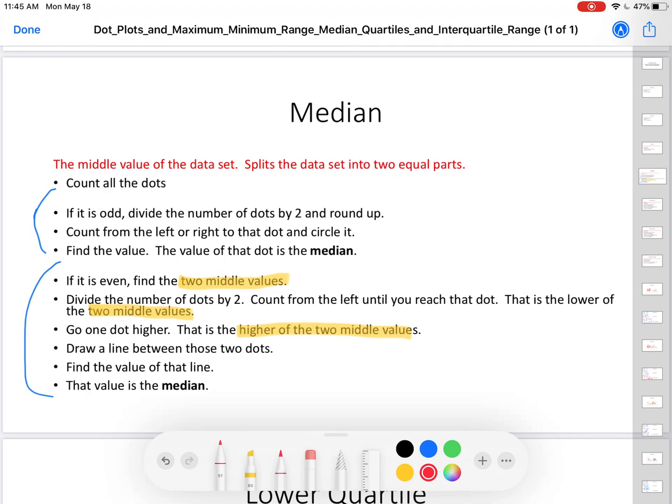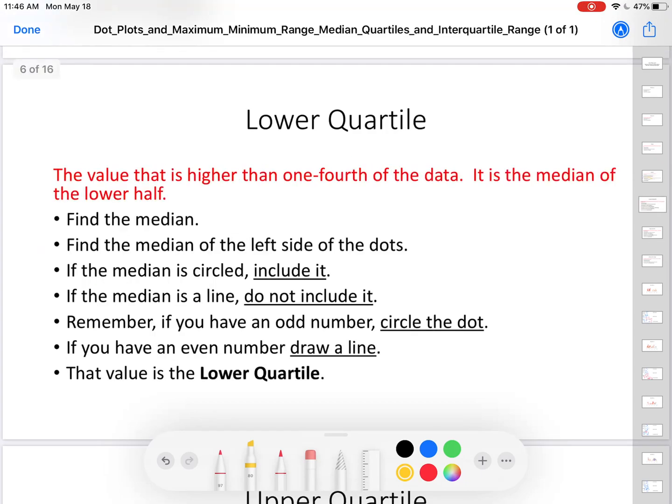Remember, if it's odd, you're going to end up finding the middle dot and circling it. If it's even, you're going to find the two middle dots, and then you're going to draw a line between them and find the value of that line. That's how you find median. If you have a question, write to me.